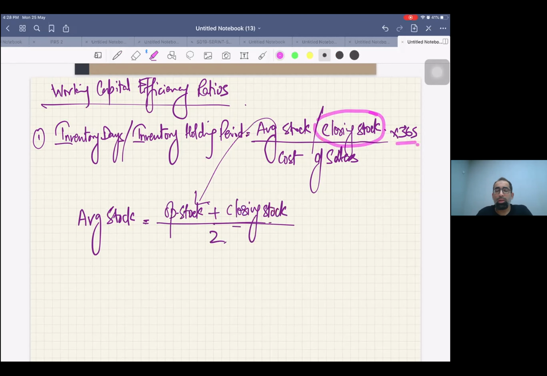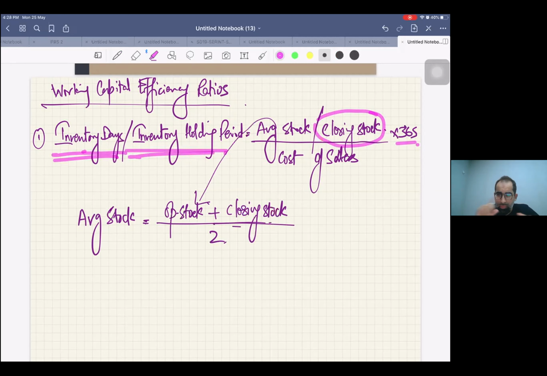Okay. Now, what is the meaning of inventory days or inventory holding period? It means how many days stock stays with us. That means the difference between the buying date of stock and the selling date of stock. For example, I bought the stock on 1st of January 2020, and I sold it on 20th January 2020. That means 20 days. Stock stayed at my place 20 days. So this is my inventory days or inventory holding period, right?